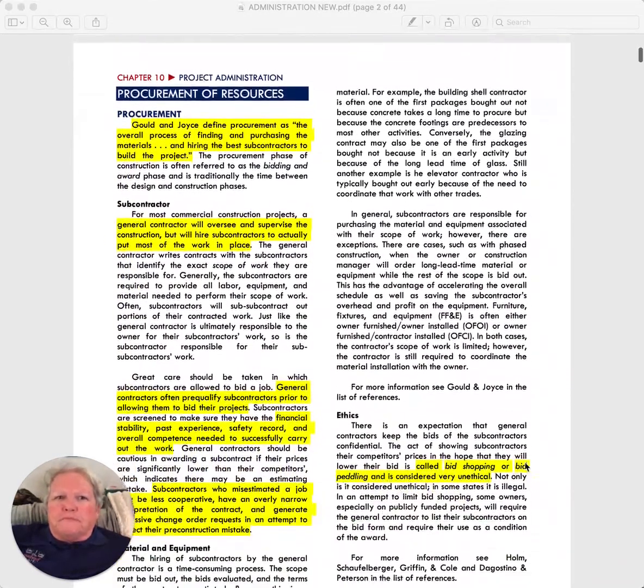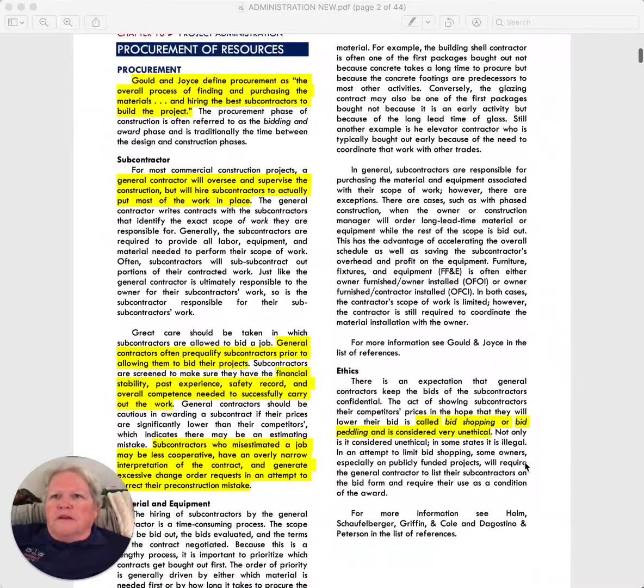So, the first aspect is procurement. And what I have done is I've highlighted in yellow the key points that really need to be discussed. And then I'm going to provide you with documents that show different illustrations of each one of these concepts.